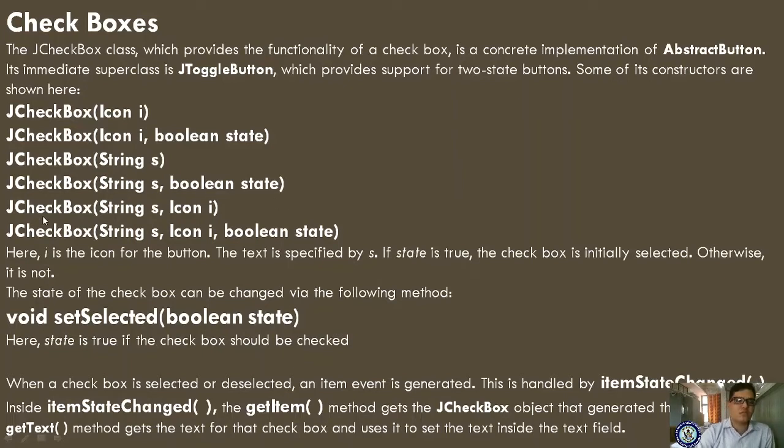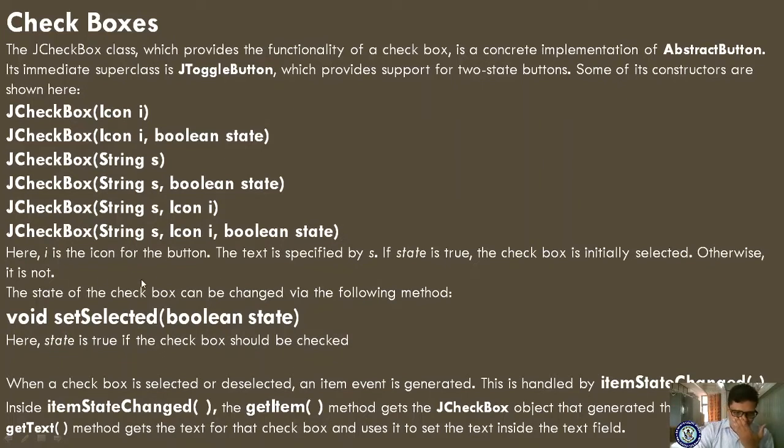The next constructor is JCheckBox(String s, Icon i). Here you can specify the string as well as the icon. You can place in your checkbox text as well as images. And the last constructor is JCheckBox(String s, Icon i, boolean state). Here you are specifying the string, the image, and the state, which is either true or false.